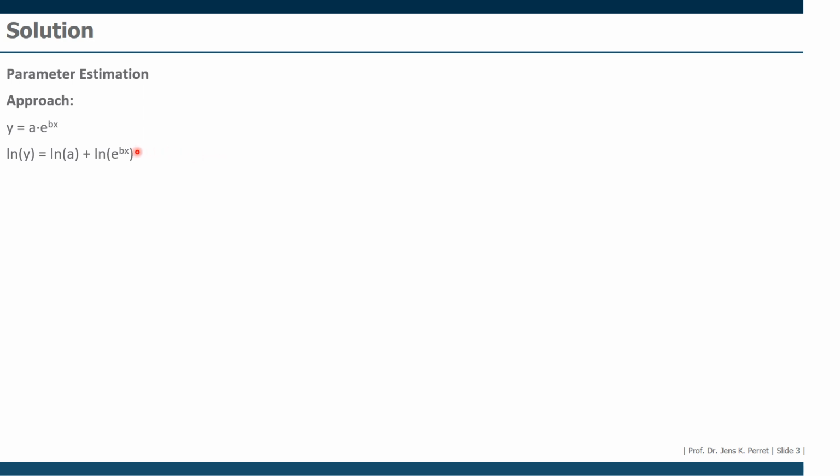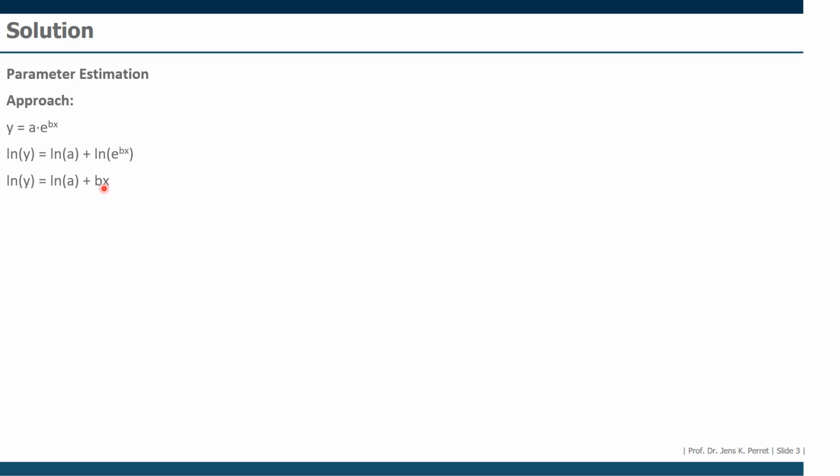We can simplify this a bit more by applying the rule of the logarithm once more. I chose the natural logarithm because this is the one which counteracts the exponential function. Meaning the last part simply is bx. And now this looks linear. Here I have the dependent variable, which is now logarithmized, I have an intercept, I have a slope b, and I have my independent variable x.